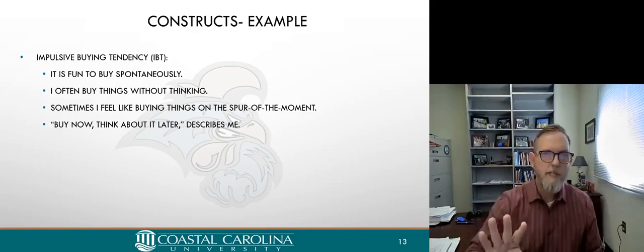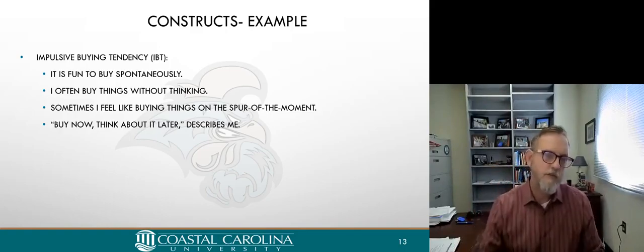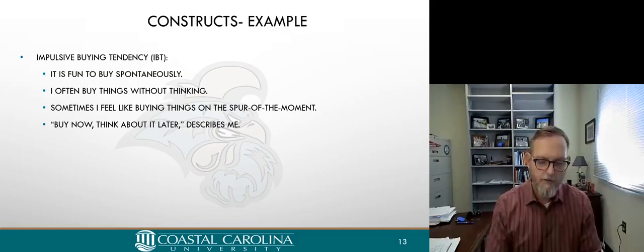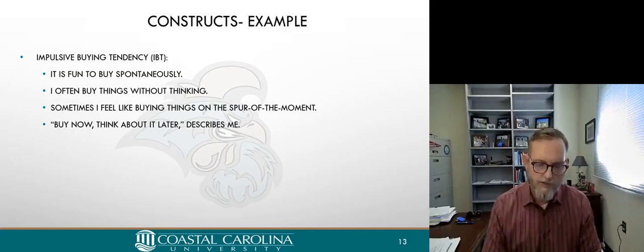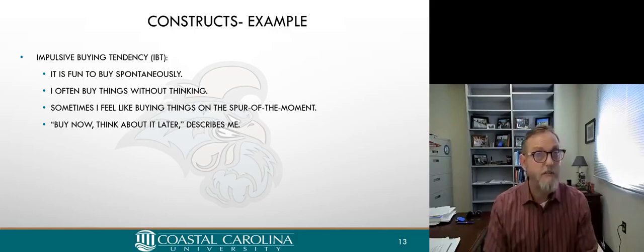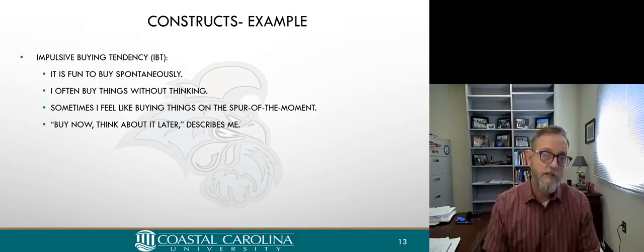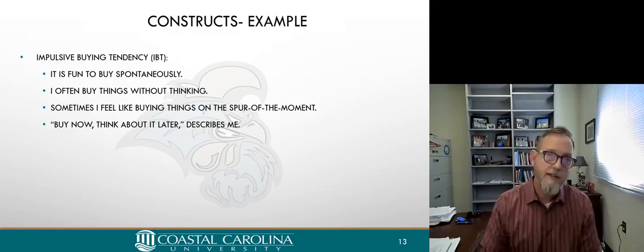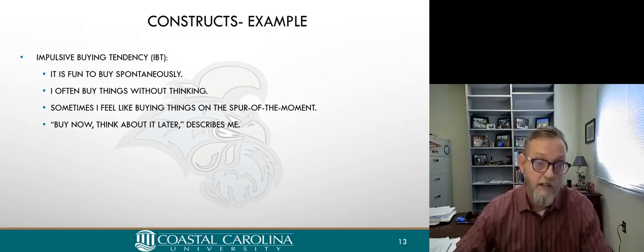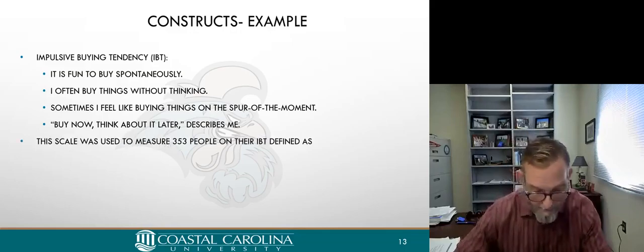So again, these are 4 items. This is a 4-item scale. You take each of these 4 items and make these statements, and people either agree or disagree on a 5-point scale. And that's how you measure this. That's the measurement device. We use all 4 of these items, and together they measure impulse buying tendency.